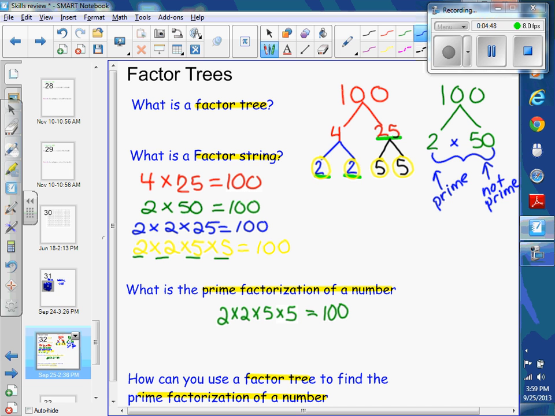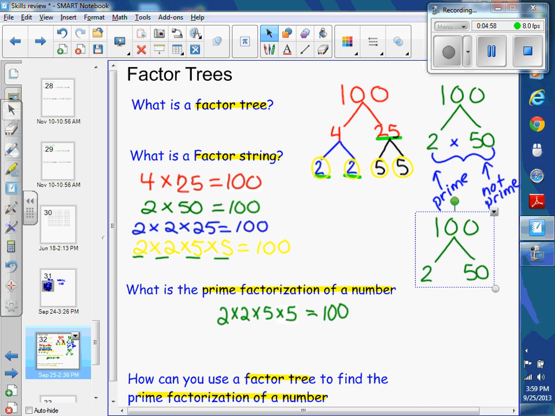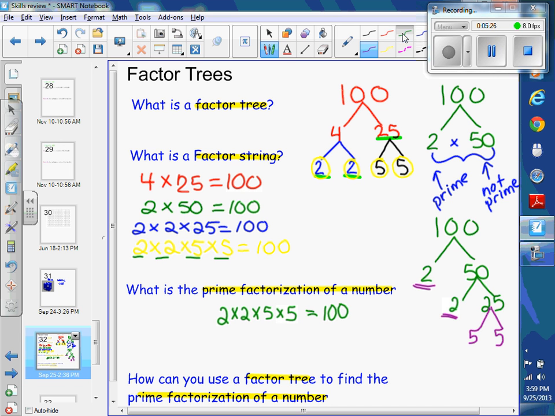So you might ask if we could continue this green factor tree. So let's make a copy of it and bring it down here and see what happens. I can take the 50 and break it down a little bit more to be 2 times 25. Now, this is a prime number, so that's the end of that branch. This is a prime number, that's the end of that branch. But since 25 is not prime, I can continue on and figure out that I can multiply 5 times 5 to get 25. And now I have prime numbers at the bottom of my branches.